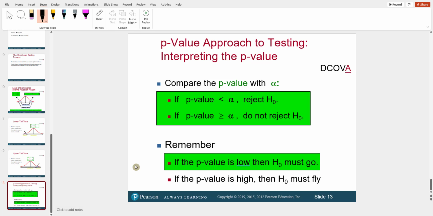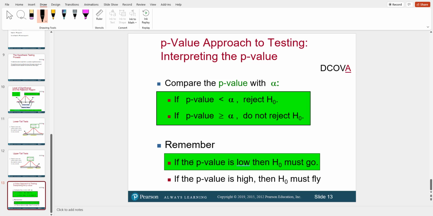So if the p is low, the null must go. That means your p-value is less than the level of significance, and the null hypothesis must go, meaning that you reject the null. If the p is high, that means your p-value is greater than the level of significance, and the null must fly. The null must fly means you do not reject the null hypothesis.